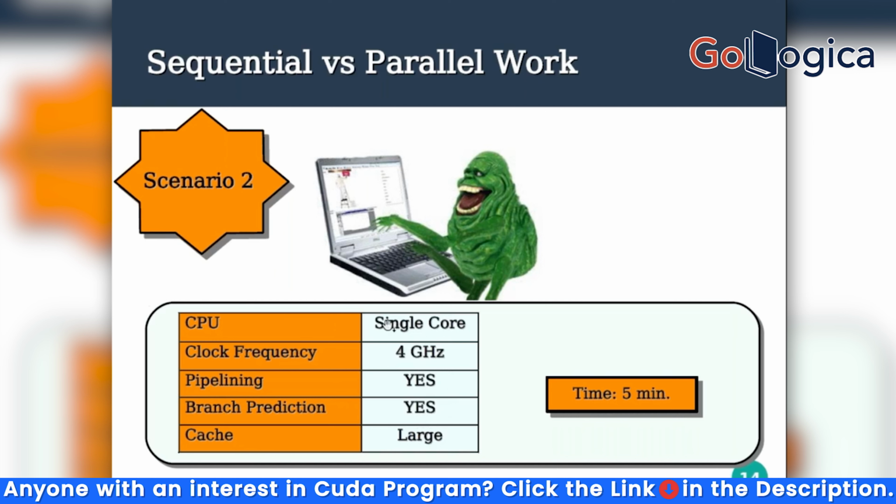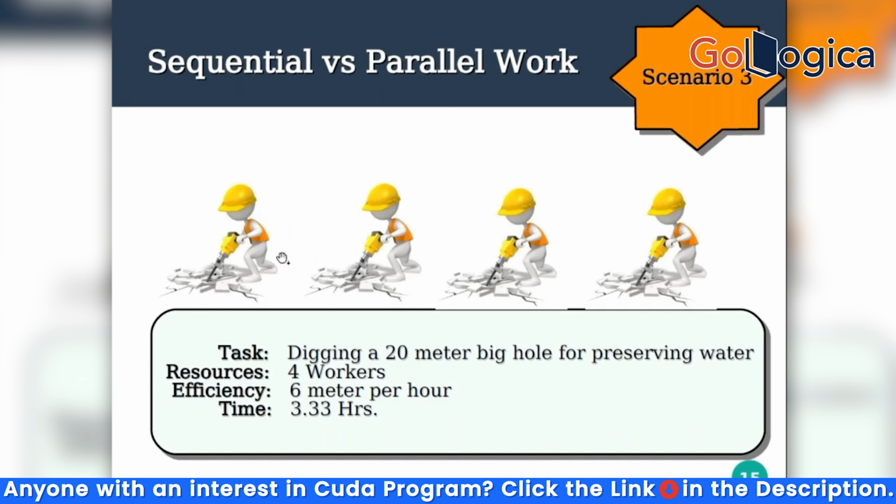Based on these parameters, previously it used to take 10 minutes, and it is now taking maybe 5 minutes. Again, these are just some numbers. They are not practical, just to demonstrate how the performance is going to change. For the sake of simplicity, I'm using these numbers. So this is the second scenario. Now the third scenario. Instead of using a single worker, why can't we use multiple workers together?